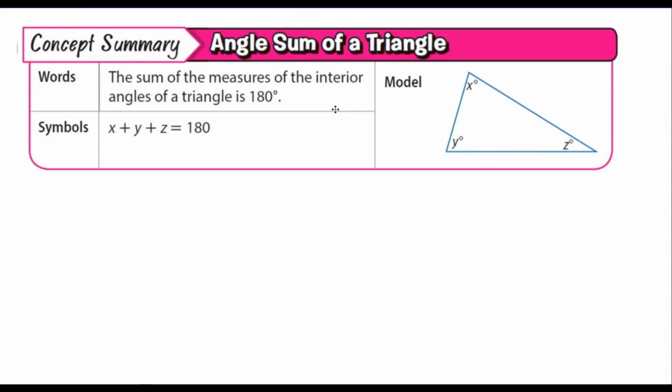The angles of a triangle all add up to 180 degrees. This is called the angle sum theorem. All three angles in a triangle add up to 180 degrees. So in our example here, angle X plus angle Y plus angle Z will always add up to 180 degrees.